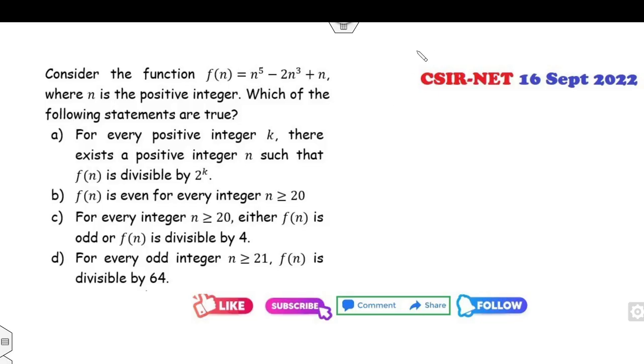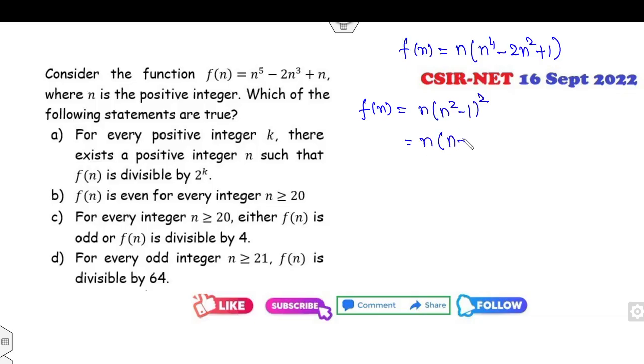Okay, given the function f(n), where n is a positive integer, which of the following statements are true? All these options are related to f(n). I can take n common, then it is n(n^4 minus 2n^2 plus 1). What is the expression of this? This will be n times (n^2 minus 1) whole squared. So that will be n times (n plus 1)(n minus 1) whole squared.